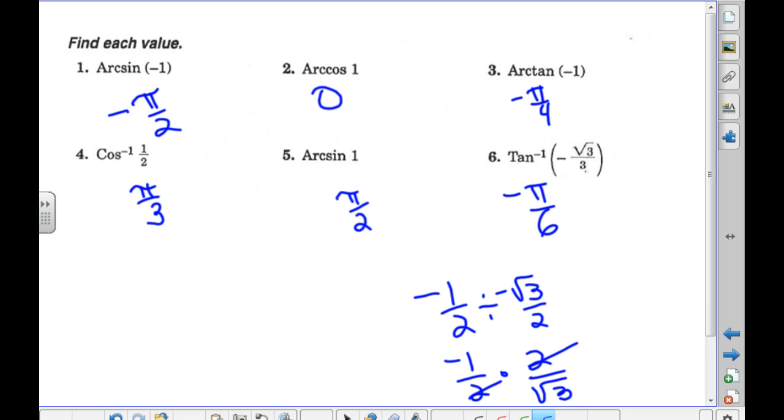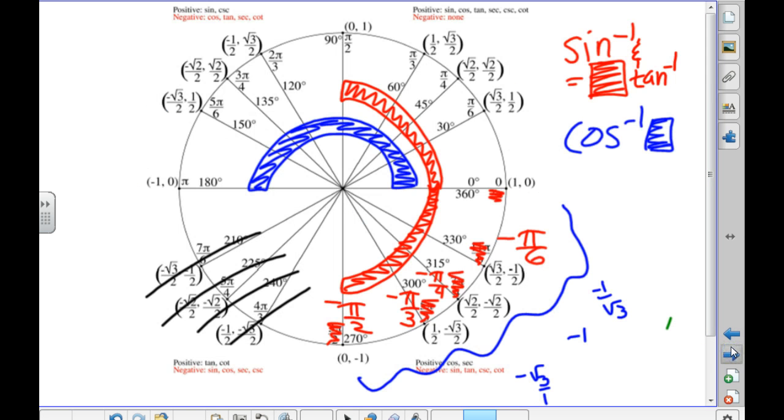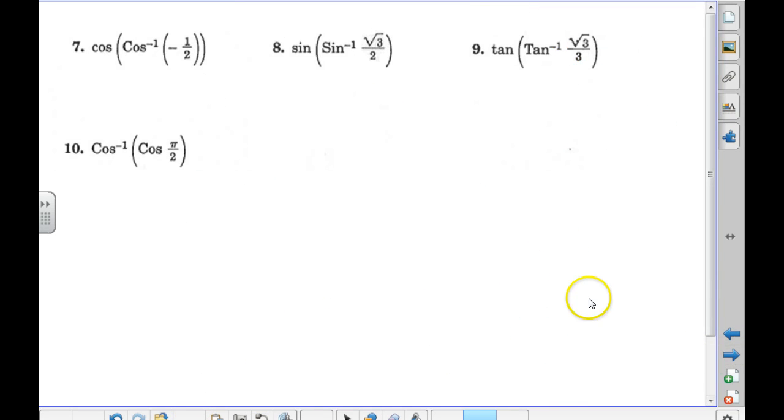Good question. On the inverse unit circle, why did we cross off the bottom left? Because we can only look for sine and tangent in these two quadrants, by definition, and we can only look for cosine in these two quadrants. We can never have an answer down here in the third quadrant for an inverse or arc sine, tangent, or cosine.